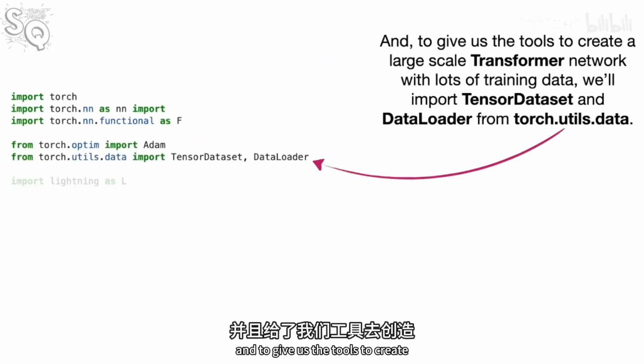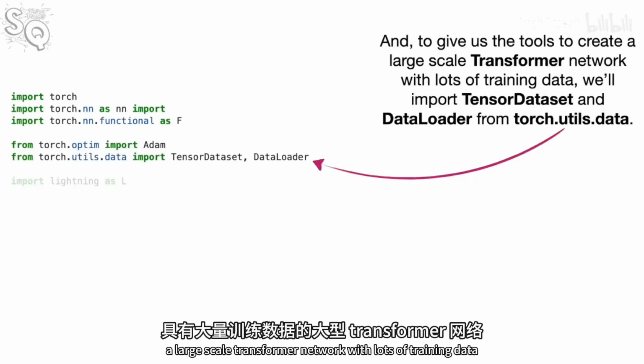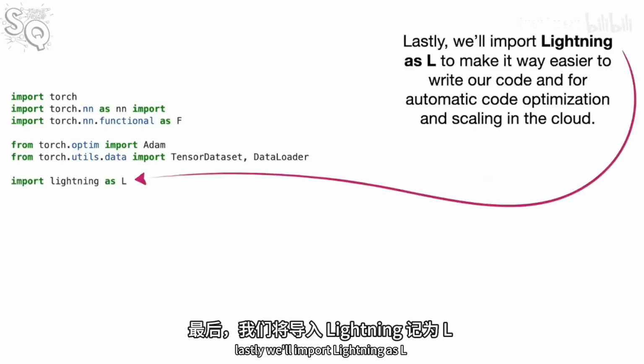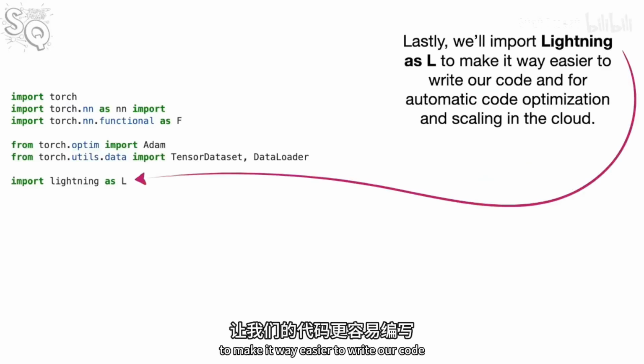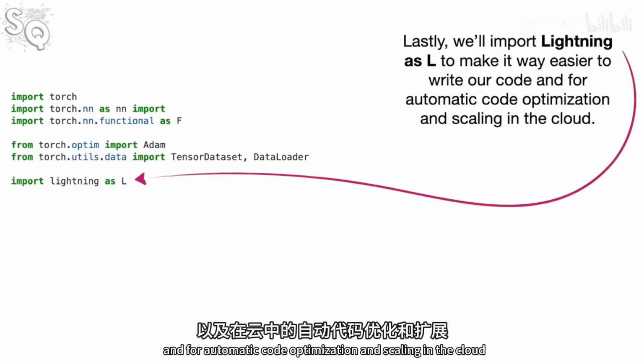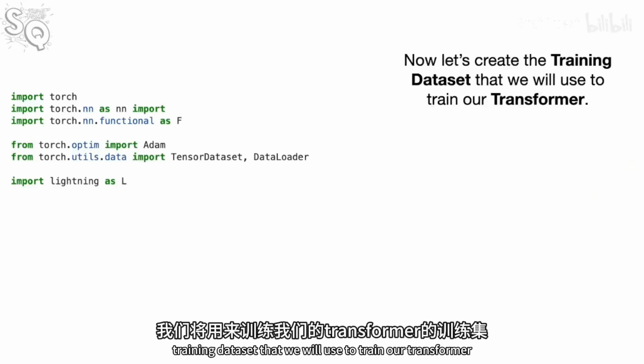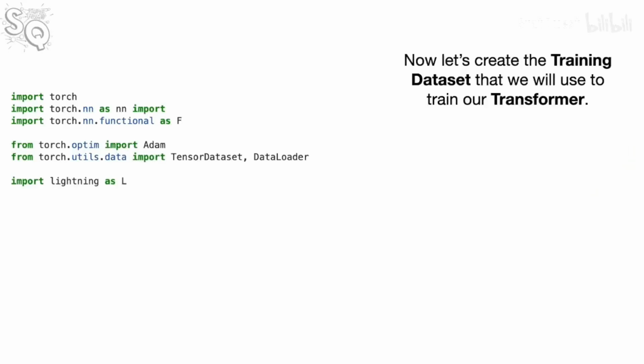And, to give us the tools to create a large-scale transformer network with lots of training data, we import TensorDataset and DataLoader from torch.utils.data. Lastly, we'll import lightning as L to make it way easier to write our code and for automatic code optimization and scaling in the cloud. Bam! Now let's create the training dataset that we will use to train our transformer.